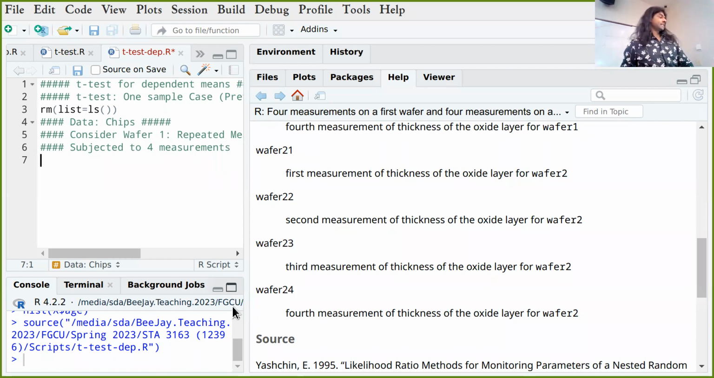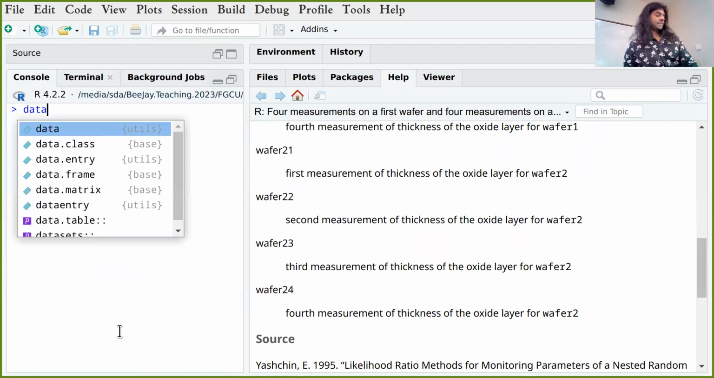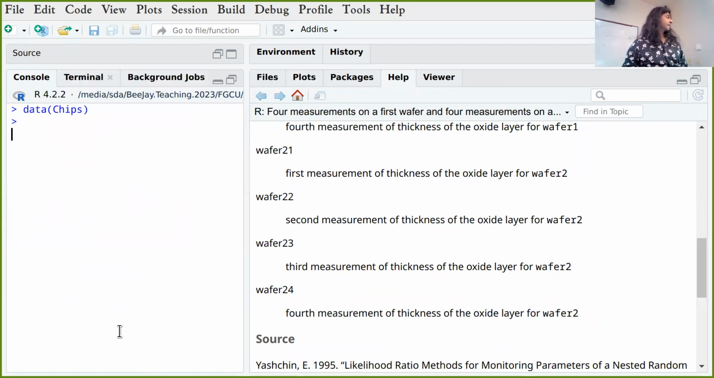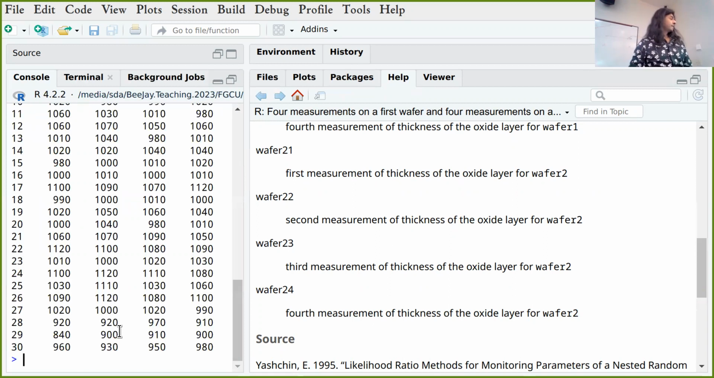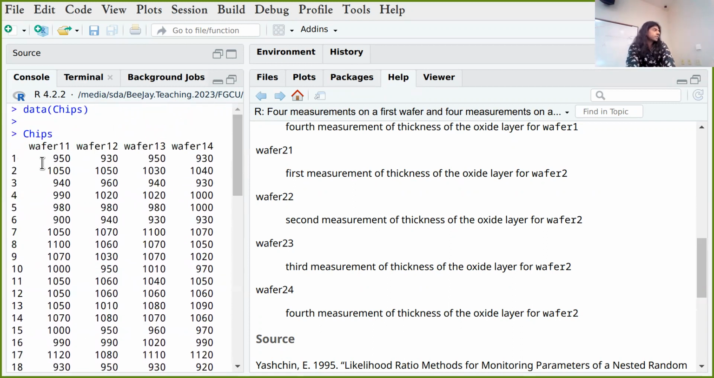Let's look at the data. That's the first thing that one must do. So data chips. Ooh, look at that. So those are the data values that I have. So wafer 1, first column, first measurement, second column, second measurement with wafer 1. They are related to each other, so they are dependent.